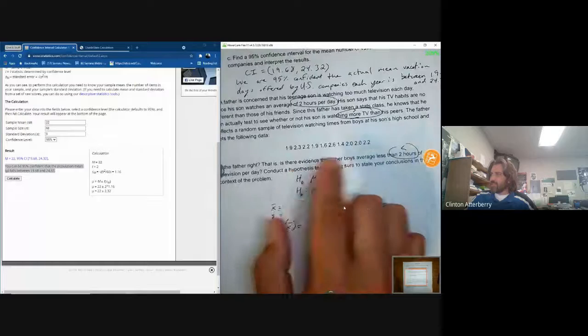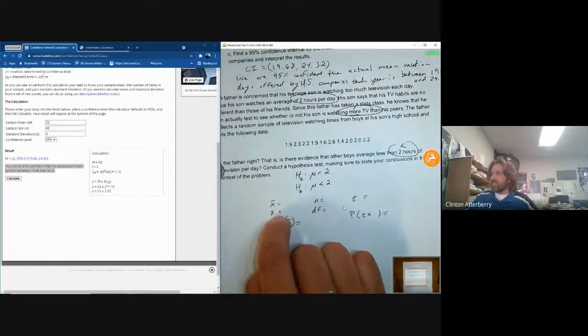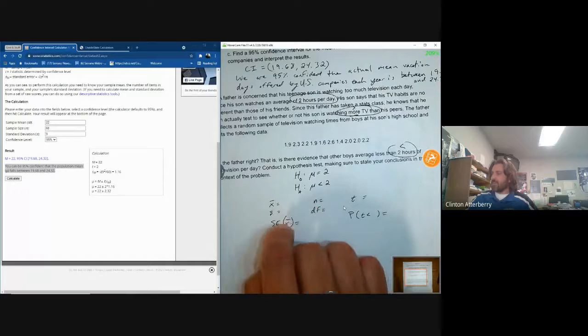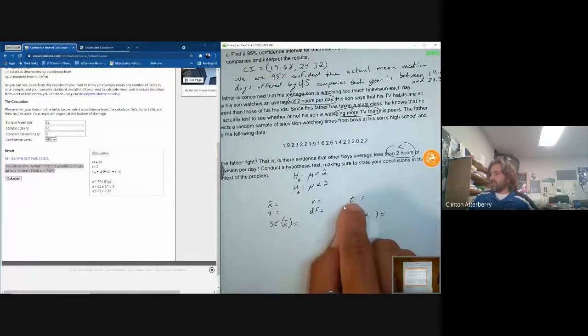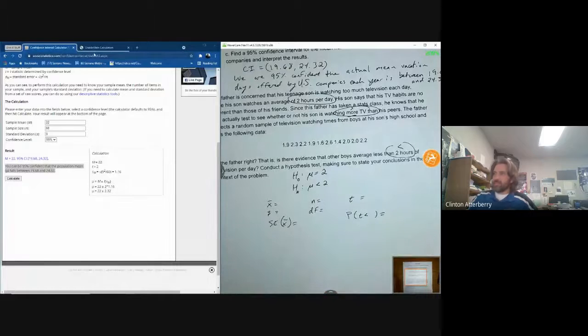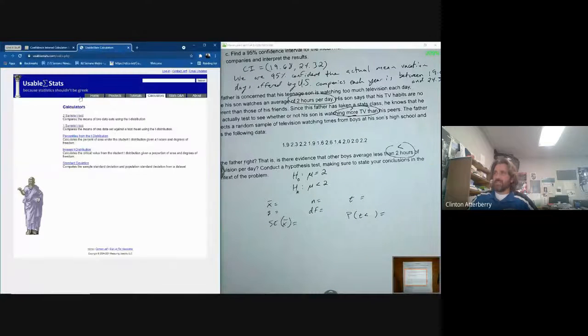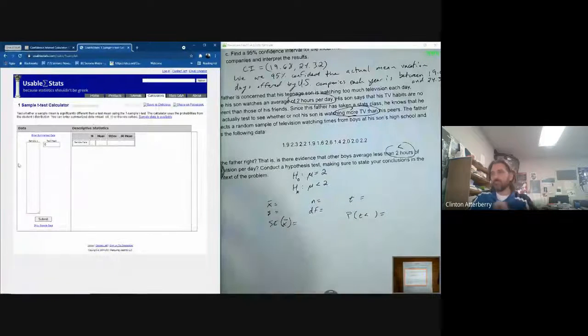So given all those data points, we have to find the average, the standard deviation, the sample size, the degrees of freedom, our standard error of the mean, our t-score, and then the probability of getting that t-score. So we need to use this website to do the one sample t-test, right? We have one sample. Sample one, let's type this stuff in: 1.9, 2.3, 2.2, 1.9, 1.6, 2.6, 1.4, 2, 2, and 2.2.